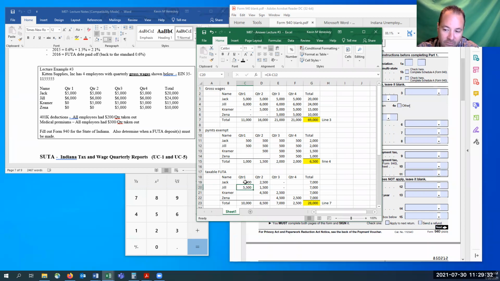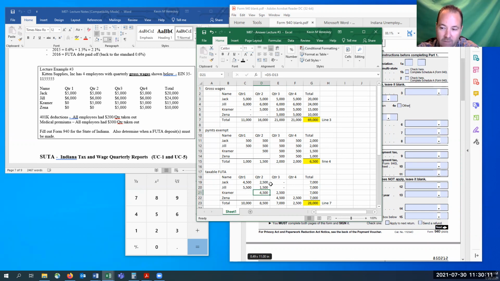So in quarter 1, neither of these 2 individuals hit the FUTA cap. But in quarter 2, when I add in another 4,500, that individual will go over the cap. So all I want to do is take the cap number and subtract the current wages to date, taxable wages to date. So that gives me 2,500 for a total of 7,000 max. Same thing for Jill. She definitely is going to go over the cap, so I take 7,000 minus her current wages to date.